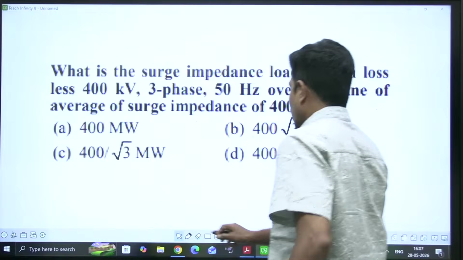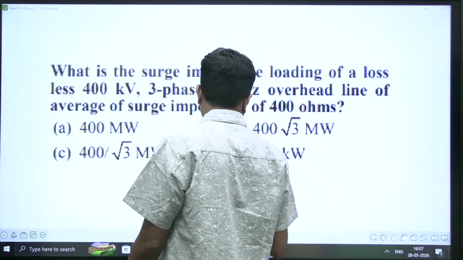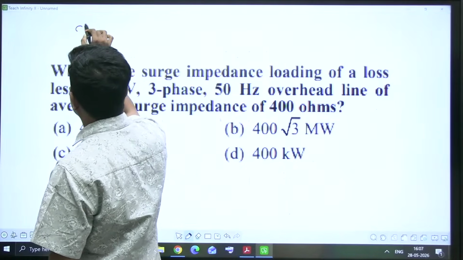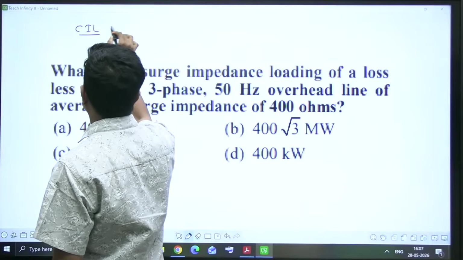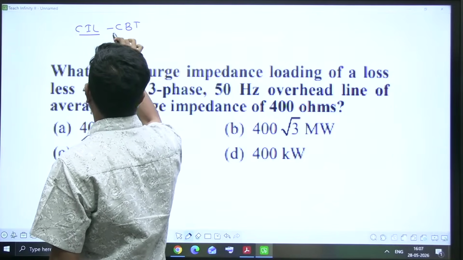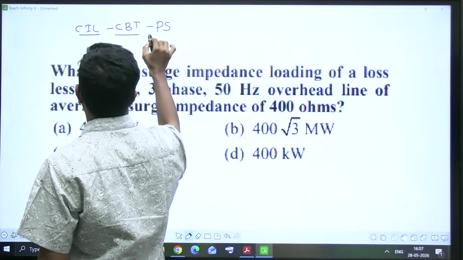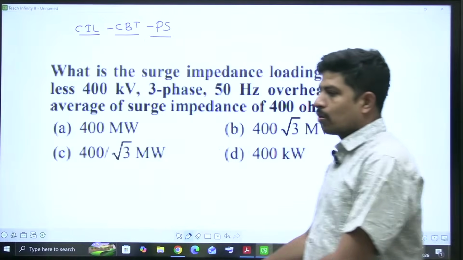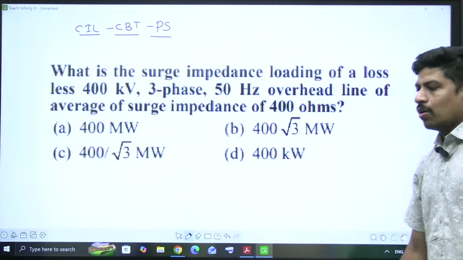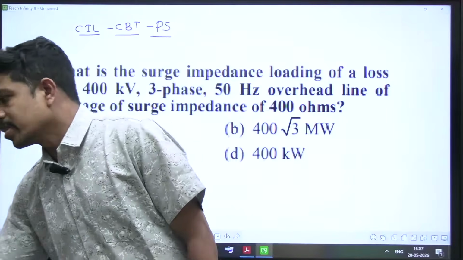So for CIL, Coal India Limited, we are going to solve some very good questions. CIL CBT, topic is power system. Good question. Your concept will be revised from these questions.